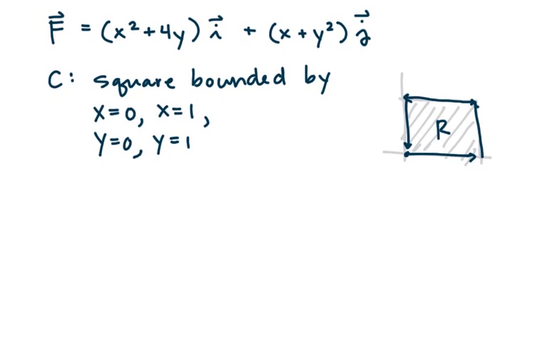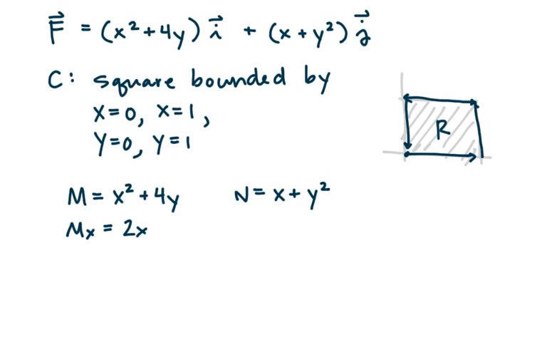As we saw from the proof, the circulation and the outward flux are pretty straightforward calculations. So let's see, M here is x squared plus 4y. N is x plus y squared. I need the partial with respect to x and y for both M and N. So M partial with respect to x is 2x. M partial with respect to y is 4. N partial with respect to x is 1. N partial with respect to y is 2y.